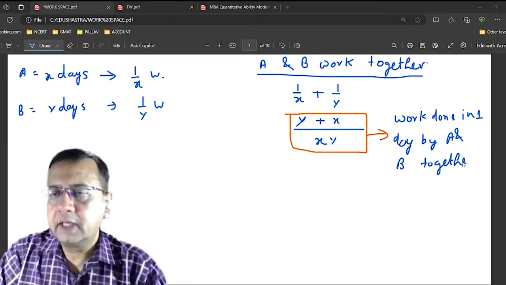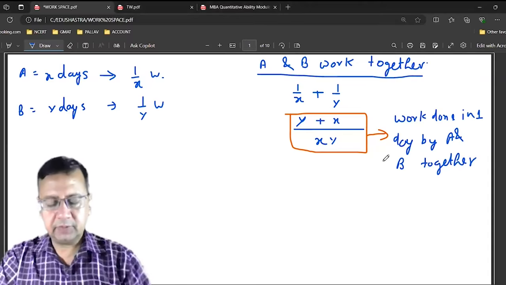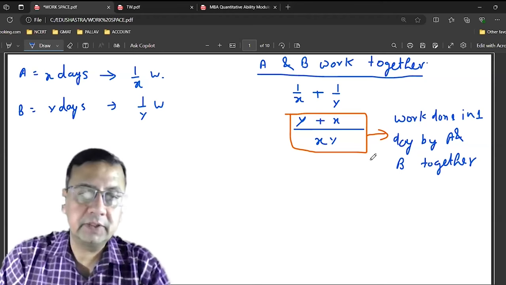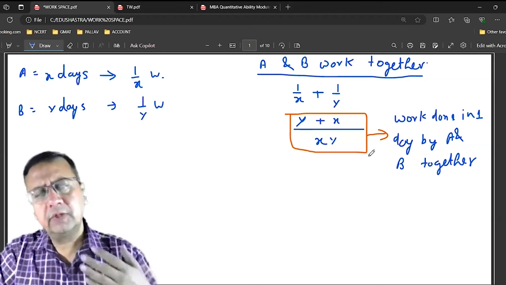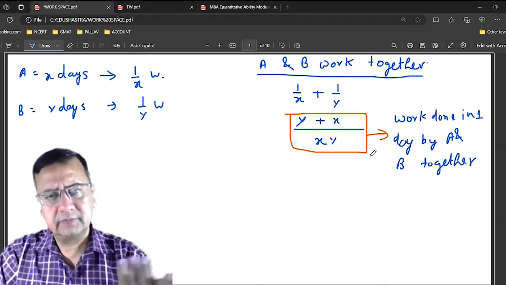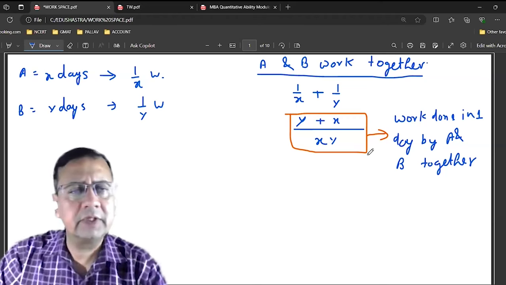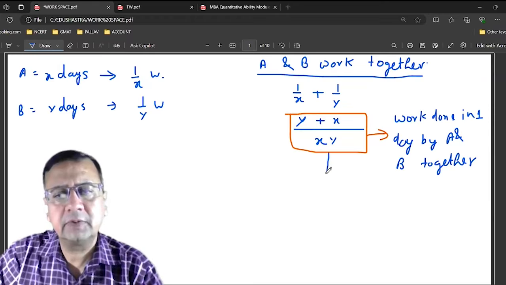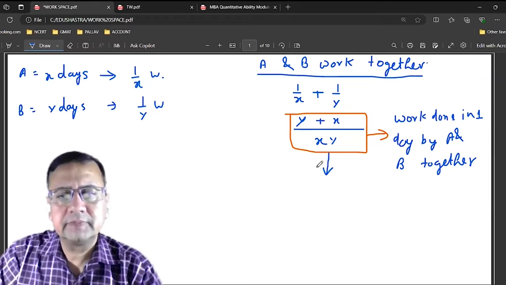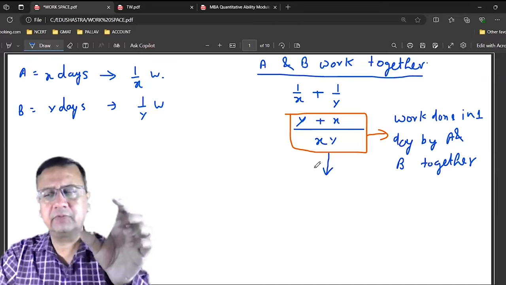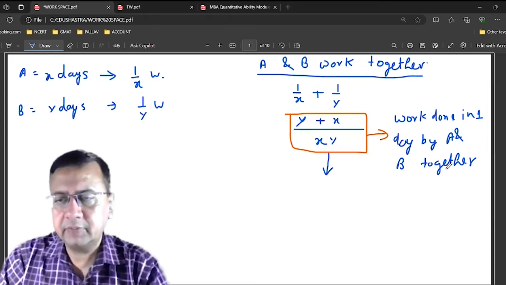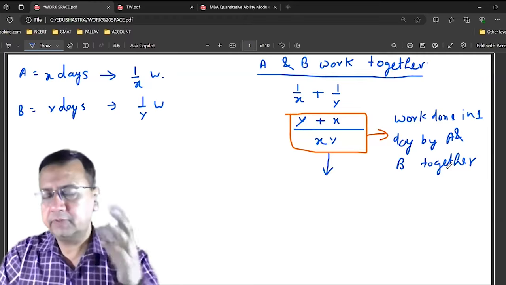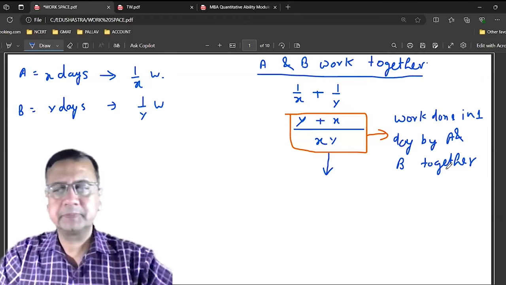Right. Now tell me, if I ask you, this is the amount of work done in one day by A and B when they are working together. So what is the total number of days when A and B are finishing this work? What is the total number of days? If this is the amount of work done in one day by A and B working together, what is the number of days in which they are finishing the work?